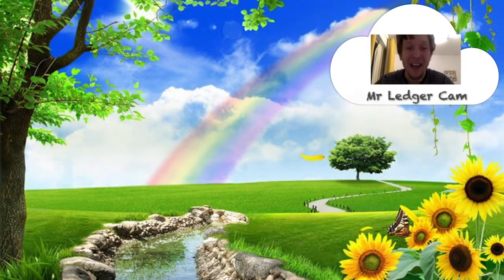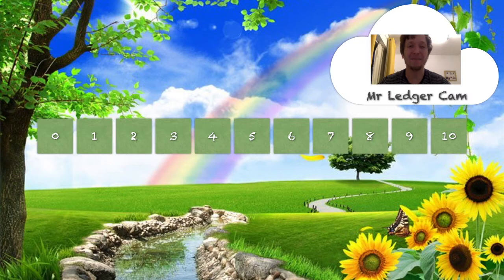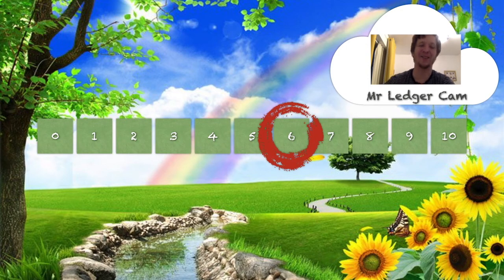Here we are in our maths garden, and today's number was 6. There we are. The number 6. Where? There! Okay, number 6, it was 1 more than 5 and 1 less than 7. And that number is 6. Super. So, let's count on. Are you ready? 6, 7, 8, 9, 10.